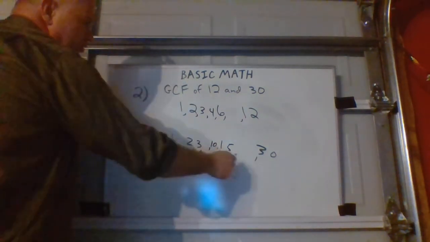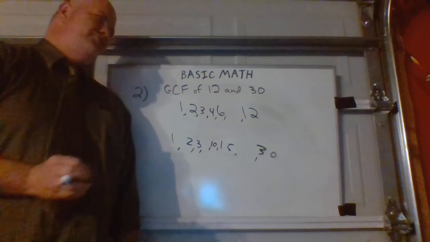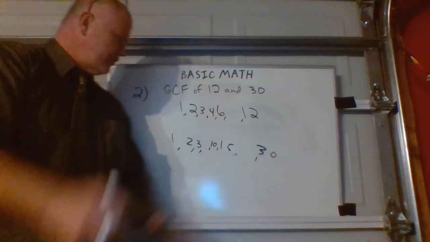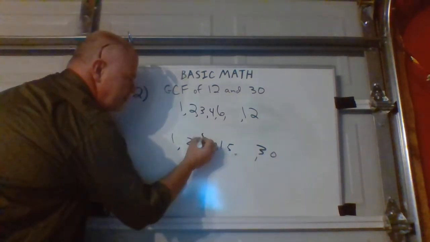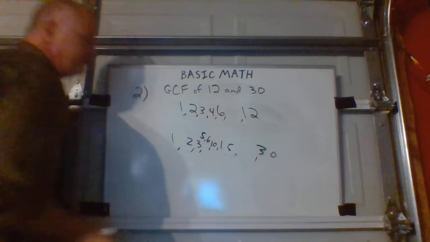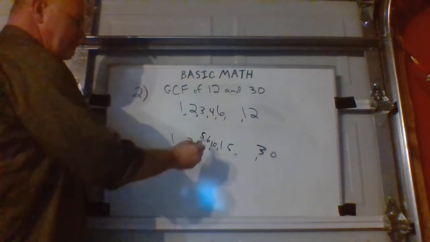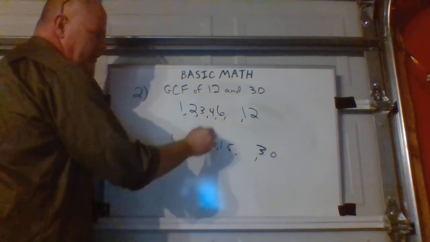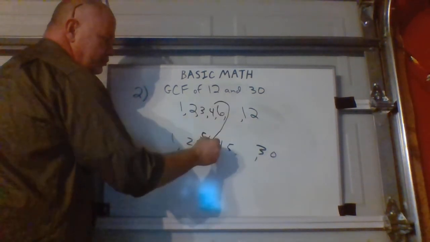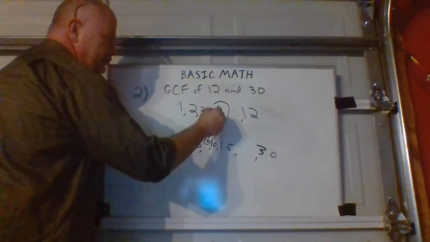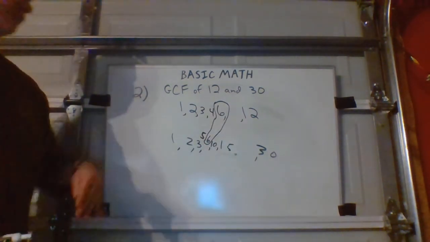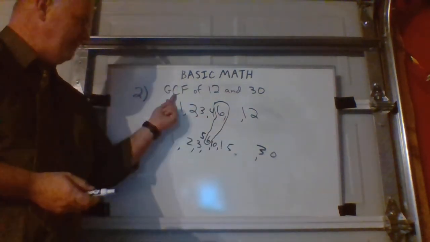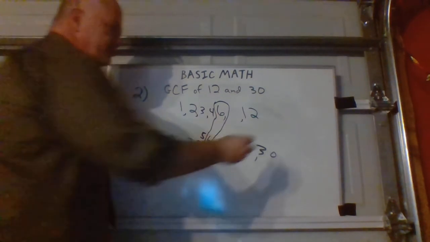And let's see, 4. 4 into 30 doesn't go evenly. Let's think about the number 5. Does 5 go into the number 30? It does. In fact, 5 and 6. At this point, you can see we've listed all the factors here. 12 doesn't go into 30, so we're looking at the number 6 here to see if we have a match. We do have a match. So in this situation, the greatest, biggest, largest number that they have in common is the number 6.